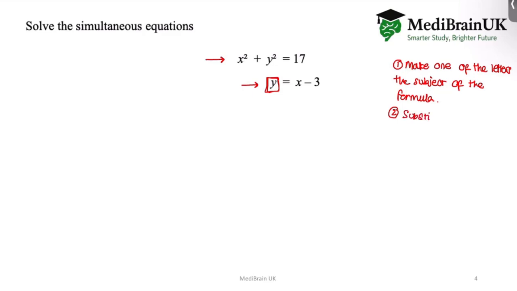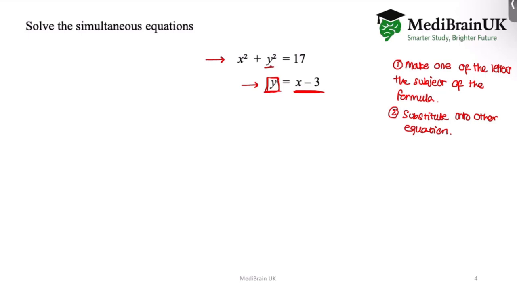You're then going to substitute it into the other equation. So substitute into other equation. Okay, so in the top example, we have x squared plus y squared equals 17. And at the bottom, we know that y equals x minus 3. So y is the same as x minus 3. They are both the same. So y is x minus 3, and x minus 3 is the same as y.